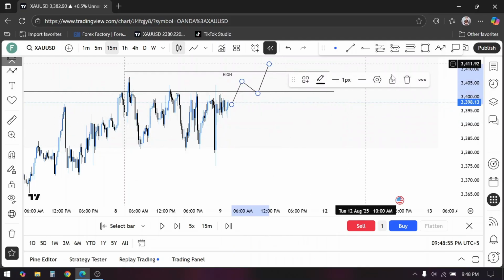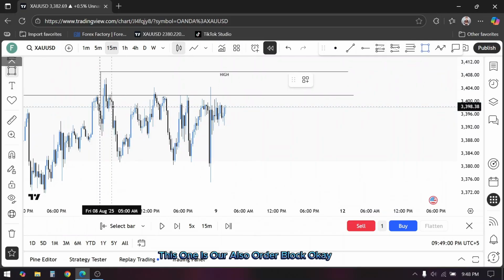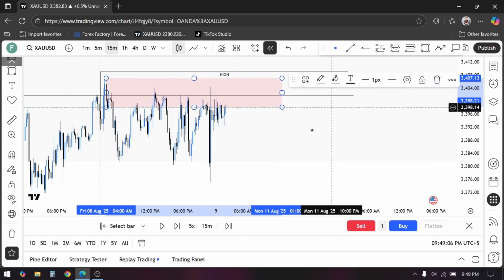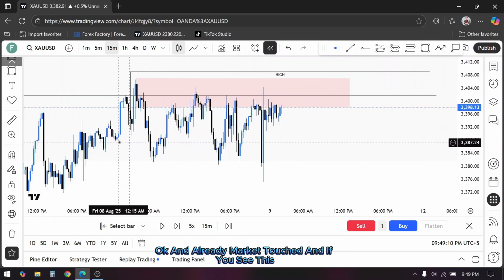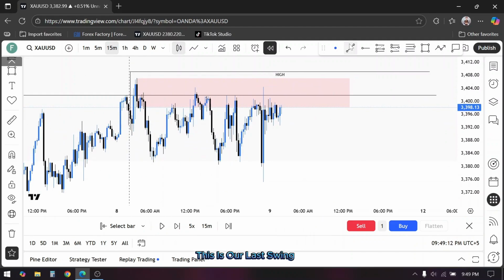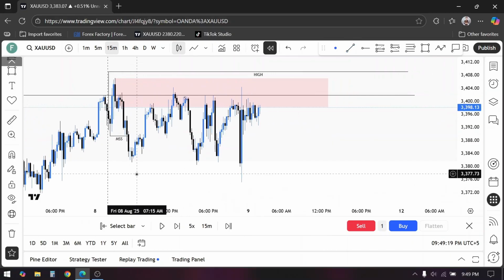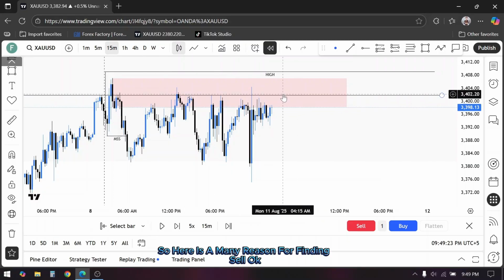So this one is also our order block. This one is also our order block. And already the market has touched it, and if you see, this is our last swing, and the market structure also shifted. This is our MSS. So here are many reasons for looking for sells.